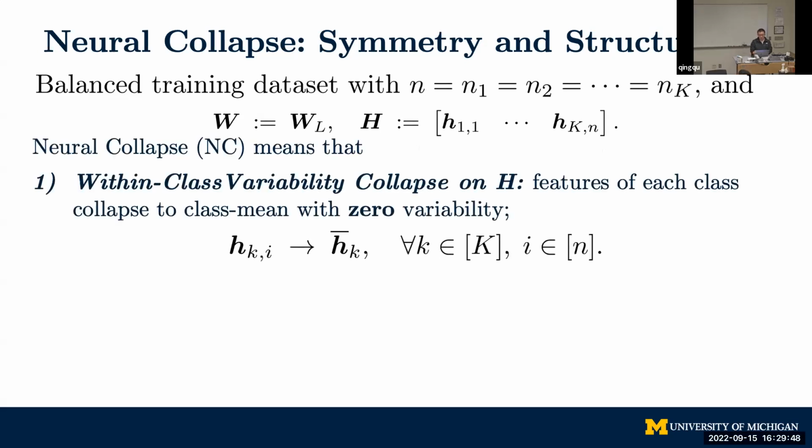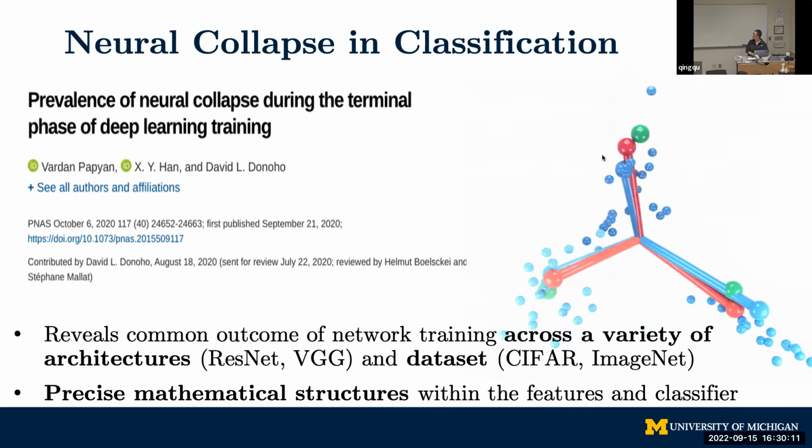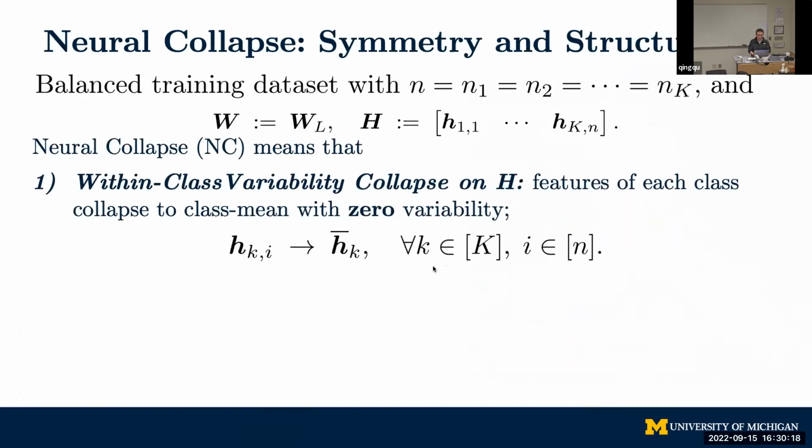Based on this, we can mathematically describe neural collapse as captured by 3 properties. The first is within-class variability collapse on the features, right? In this animation, what we can see in the terminal phase of training is that for each class, the features are collapsing to their means. Mathematically, for each class, the features h_{k,i}, where k denotes the class and i denotes the samples within that class, are collapsing to the mean of that class. So this is one aspect of neural collapse.